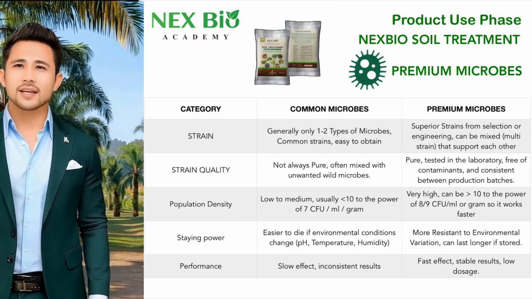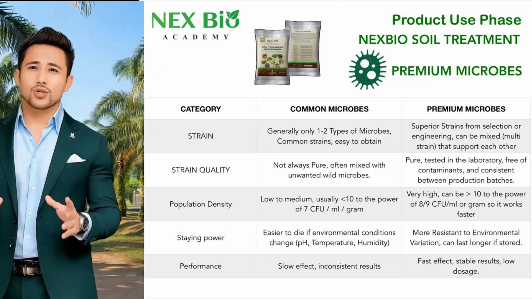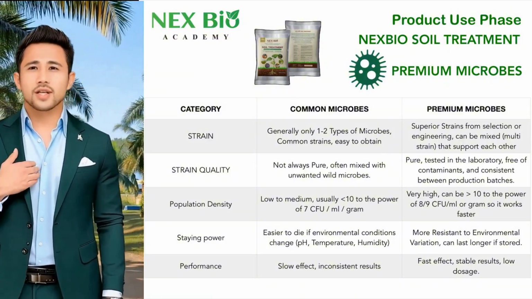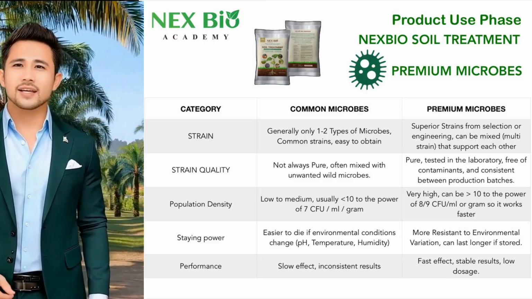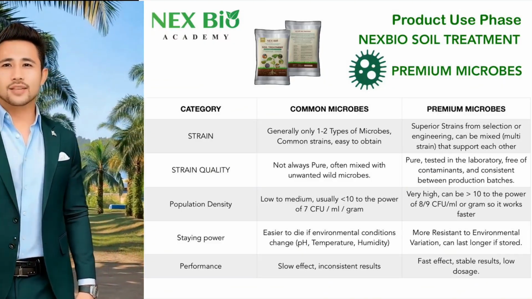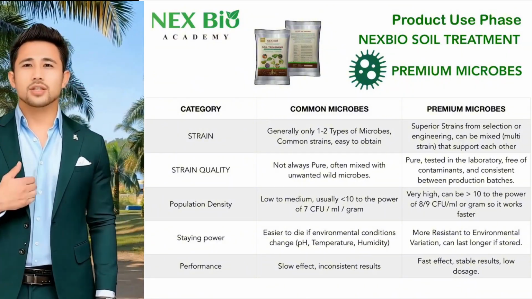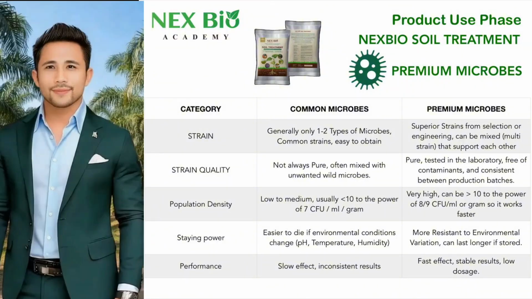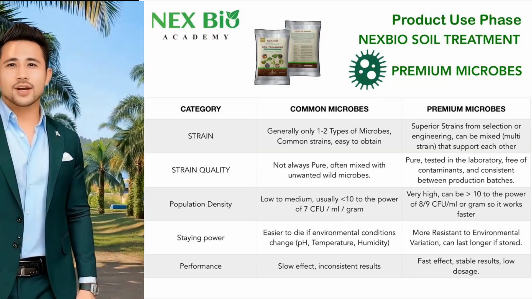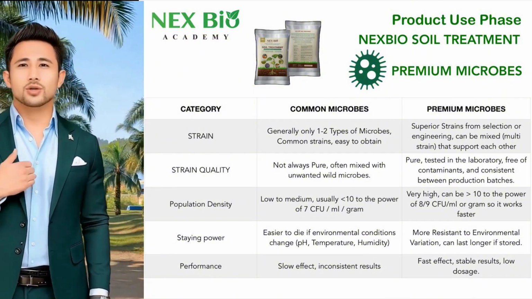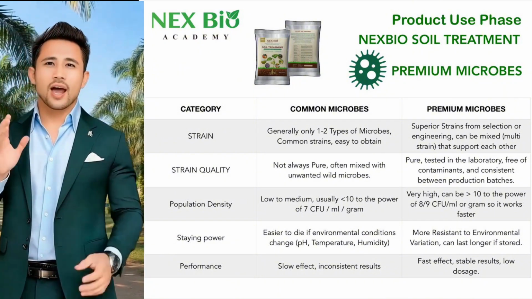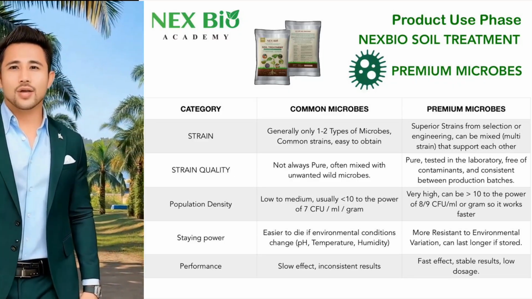The second product in the land improvement phase is Nexbio Soil Treatment. The main content of the Nexbio Soil Treatment is premium microbes. What is the difference between the common microbes and the premium microbes? The first category, we talk about strain. The common microbe generally has only one or two types of microbes. Common strains are easy to obtain, different from the premium microbes. Our product is a superior strain from selection or engineering, and can be mixed multi-strain that support each other.